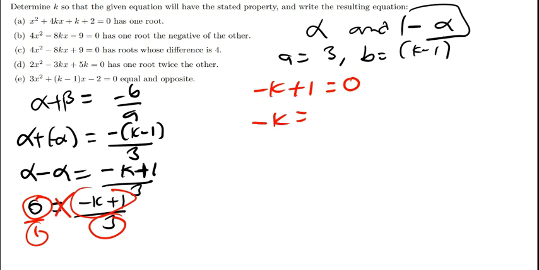Negative k is equal to negative 1. I've shifted 1 to the other side. So divide both sides by negative 1. Therefore, k is equal to positive 1. So you just plug in the values.